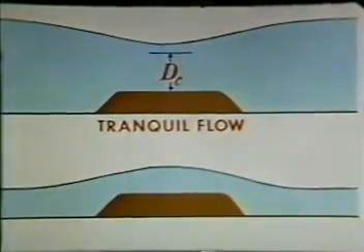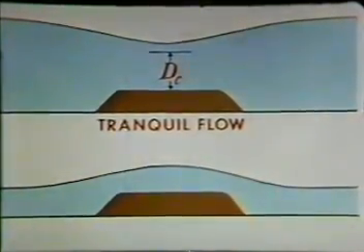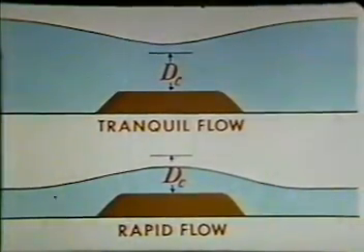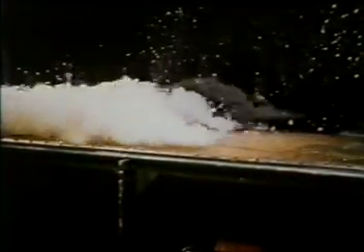In tranquil flow, surface waves are out of phase with the bed configuration. For rapid flow, surface waves are in phase with bed configuration. Quite often, when flow is rapid and the slope gets flatter, or an obstruction is across the path of the flow, a rapid change in elevation from the rapid flow depth to the alternate tranquil flow depth will occur. This is the hydraulic jump.